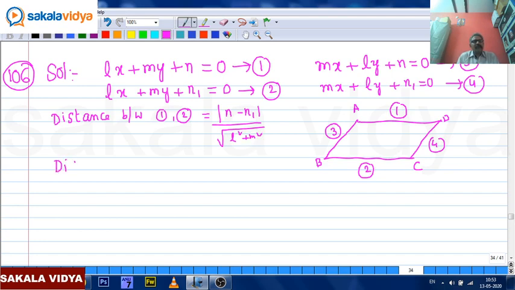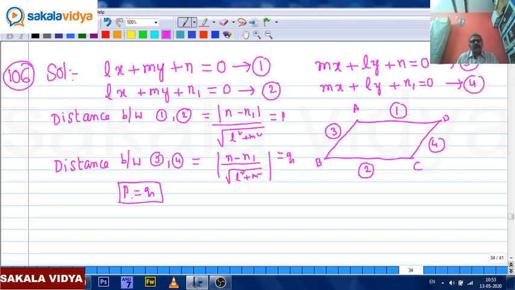Next, the distance between 3 and 4 is also the same, n minus n1 by root of L square plus m square. Suppose this is say P, this is Q, distance P is equal to Q. So that means the distance from here to here and here to here is the same. That means it forms a rhombus. It forms a rhombus.